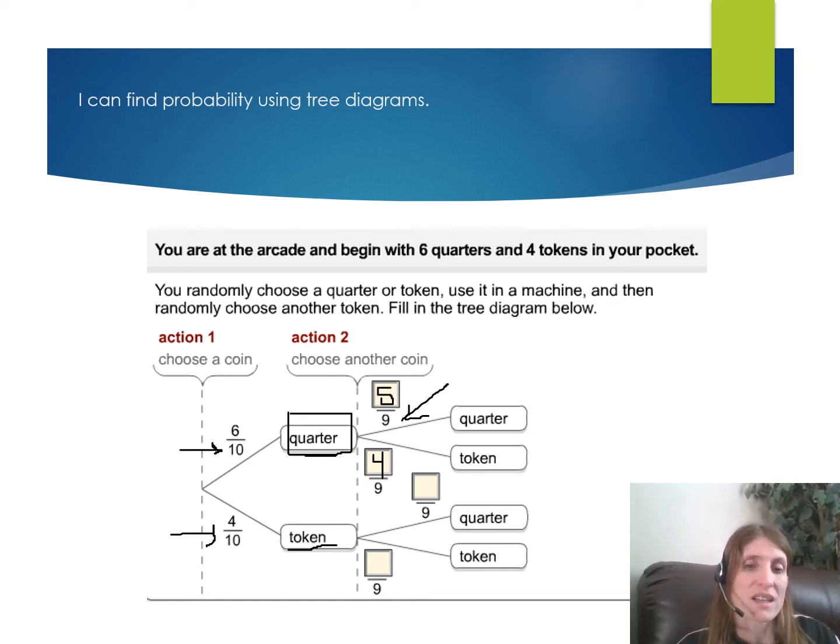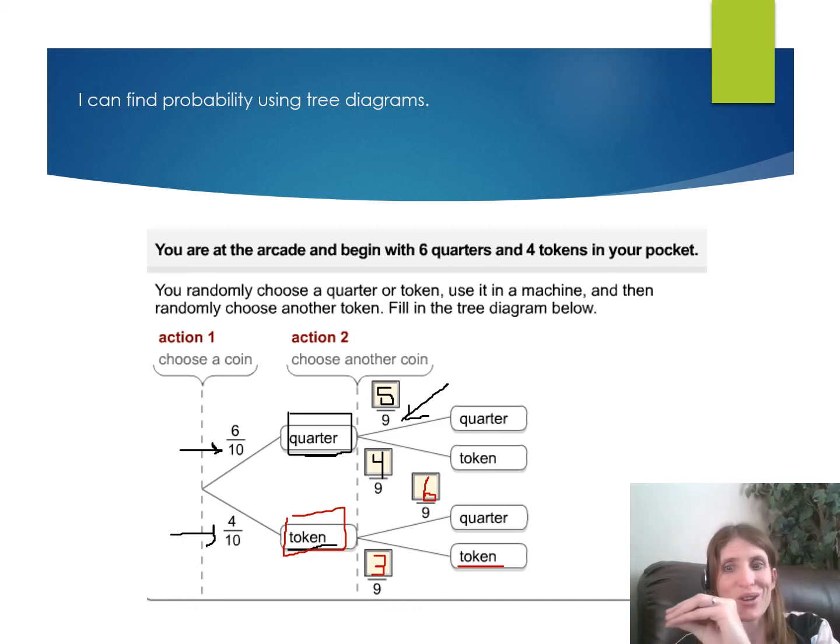All right, so then going down to the token side, it's kind of going to be flipped, right? It's going to be opposite. We're assuming we took out a token the first time on this one. And so now there's 1 less token in our pocket, which means if we're going to get a token again, which is going to the token line, there's only a 3 out of 9 chance, right? But there's a 6 out of 9 chance that it's a quarter this time, because we still have 6 quarters in our pocket. We didn't use the quarter the first time, we used the token. Okay, so that's how you find probability when you're dealing with a tree diagram. It's kind of like a picture of it, right?